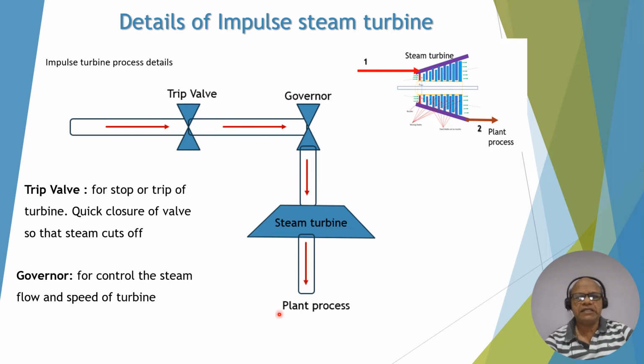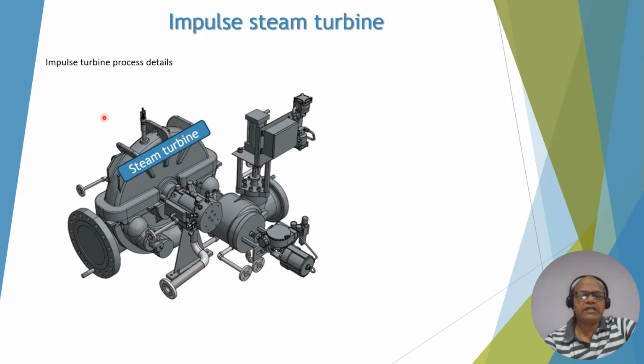So this is a typical case of process of a steam turbine for back pressure application. Now this is an actual photo of a steam turbine. This is a case of an impulse steam turbine. So you can see this is the inlet, this is the trip valve, then this is the governor, and finally it goes to the rotor where it rotates and then finally comes out from this.